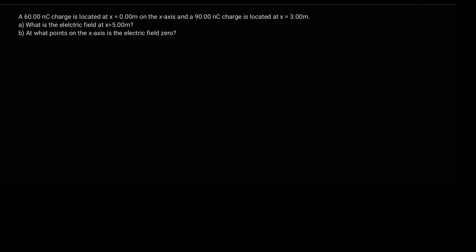So first, let's draw the line here for our charges. Right here, we'll have x equal to 0, so we'll have our 60 nanocoulomb charge. And then right here, we'll have our 90 nanocoulomb charge. And both of them are positive, so they're like that. And then over here, we have 5 meters.